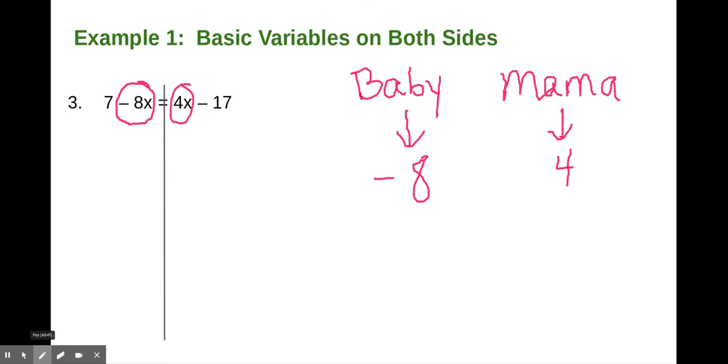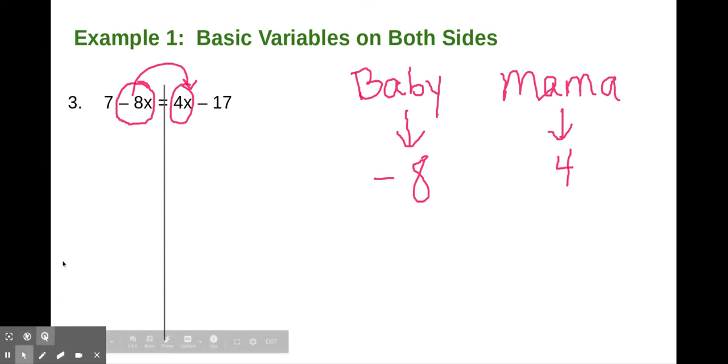Your baby bear wants to go meet its mama. Okay, so this -8 is going to go over to the right side. And when we take it over, am I going to take the -8x over? Or am I going to take a positive 8x over? That's a very common mistake that we see. When you're taking something across the equal sign, you have to make it its opposite. So when I take it over, I have to make it a positive 8x.